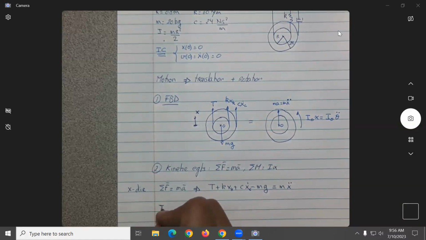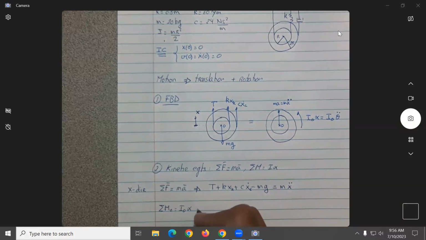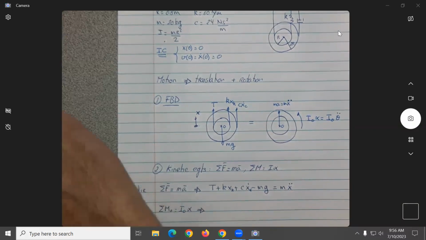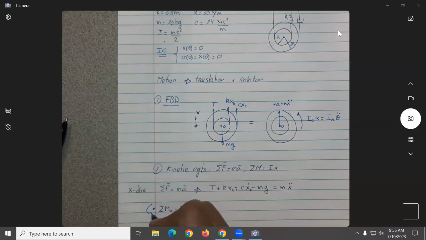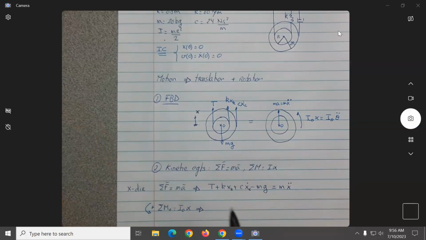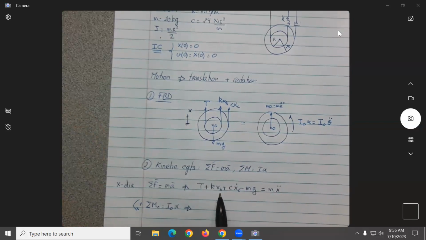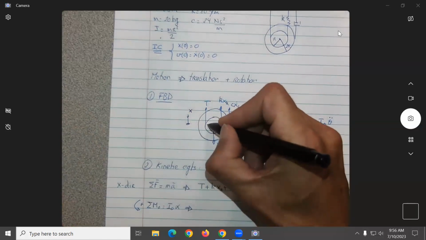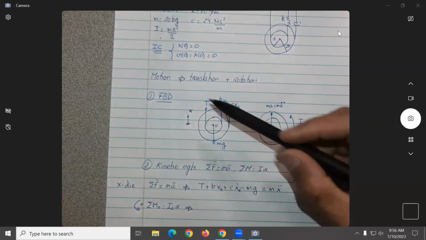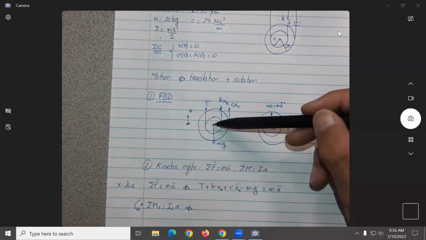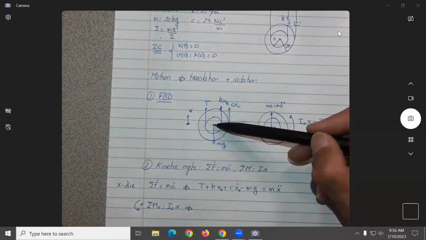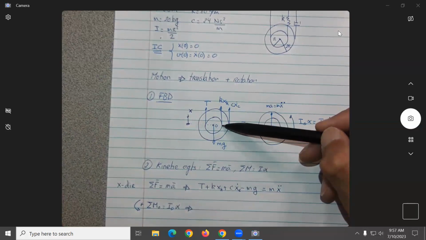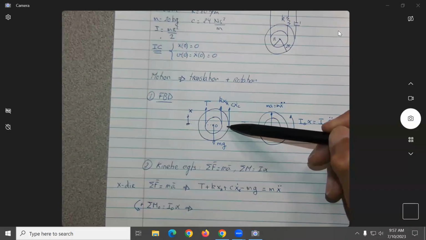Okay, next we're going to do summation of moments about point O equal to I sub O alpha. Before I move to this one, what did I change here? I put here X sub K and here X sub C. And here the X is the motion of the point O, of the CG. So you agree that if this was only moving in translation, when this is moving, let's say 1 unit up, this one will be moving 1 unit up, and this one 1 unit up, no? Okay, but what happens if this is rotating?